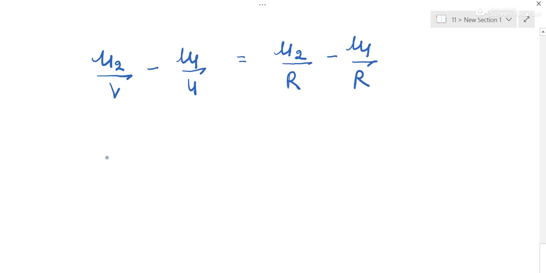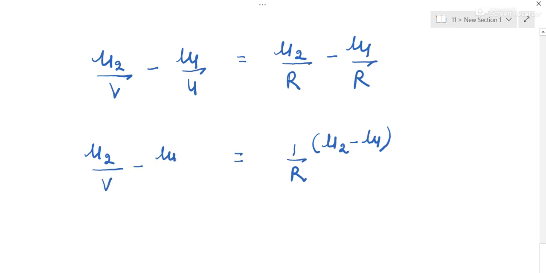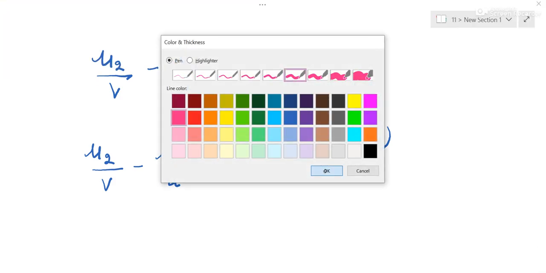This is a very important formula. 1 by R can be taken common, so it is mu 2 minus mu 1. This is your formula for refraction at convex surface for rarer to denser and for real image.